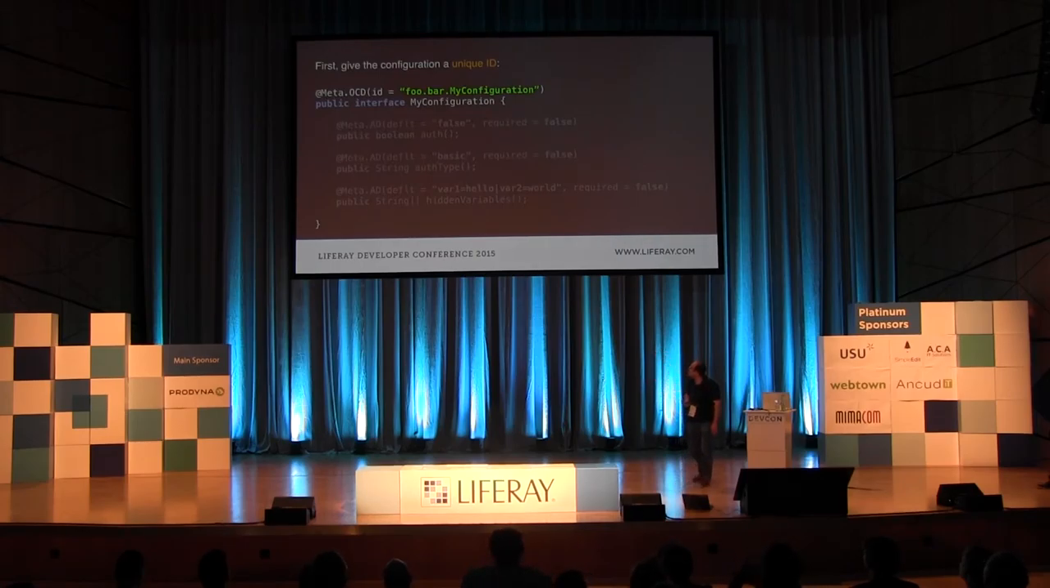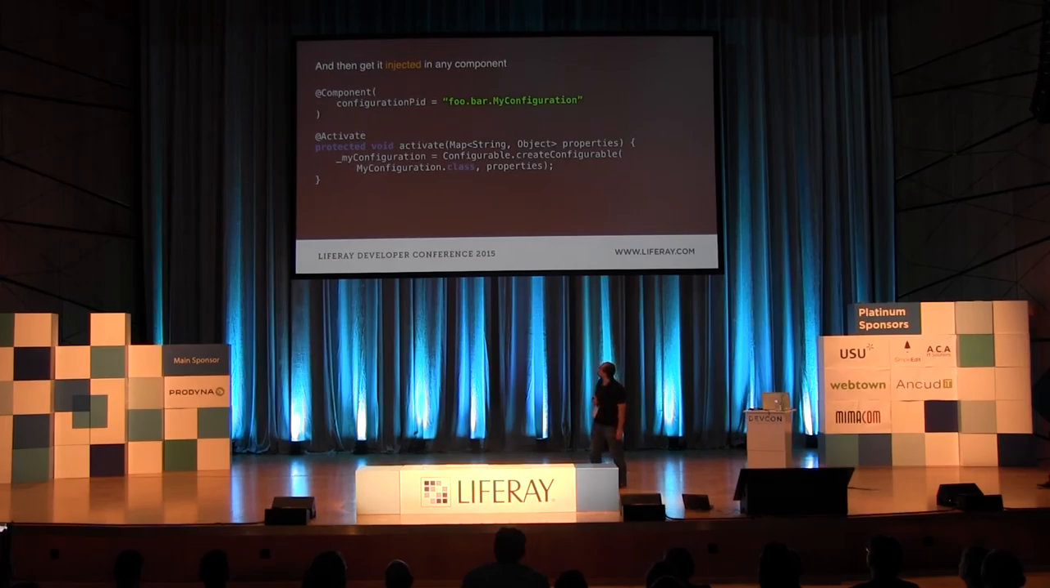I will show you how we can get the configuration for our components. First, we have to give a unique ID to our interface, in this case foobar my configuration, through another annotation. Then we can get it injected in any component. Just as Carlos Sierra mentioned in previous presentations, through activate, we can get this configuration, and through configurable, create configuration. And it's that easy to get our configuration. There is no big science here.